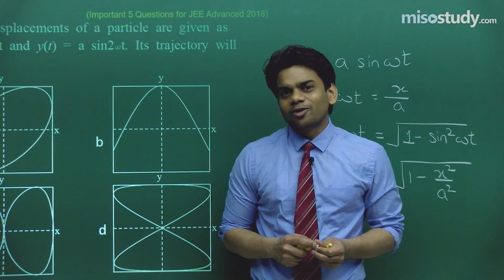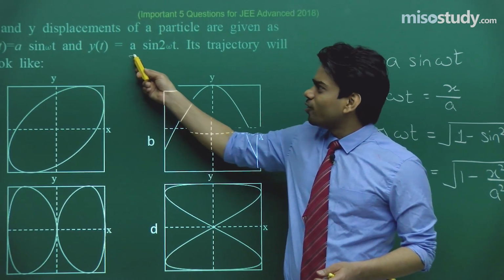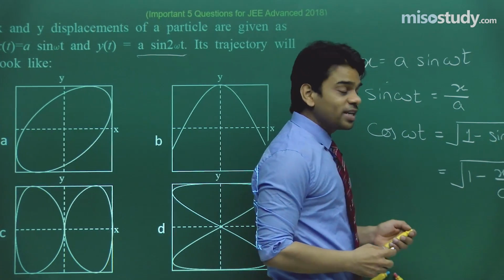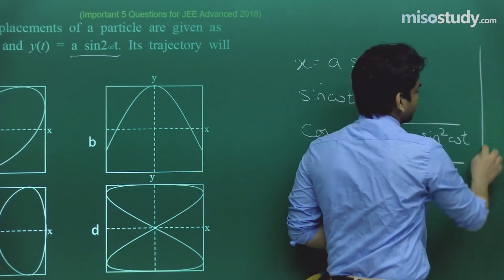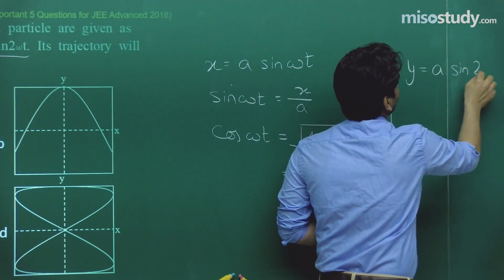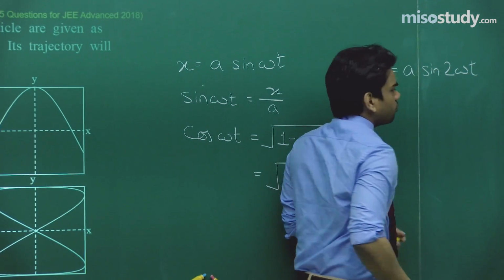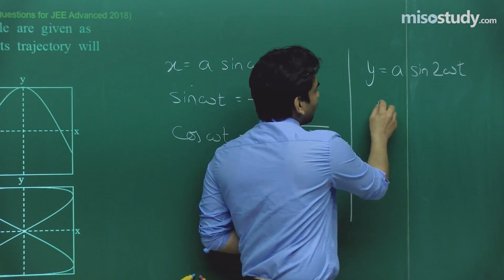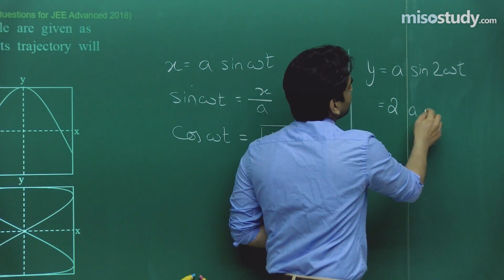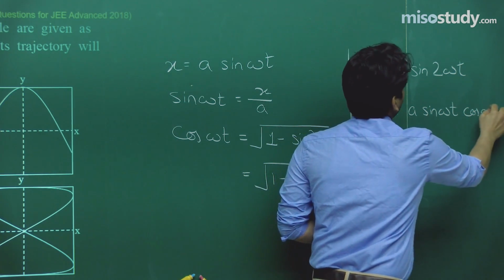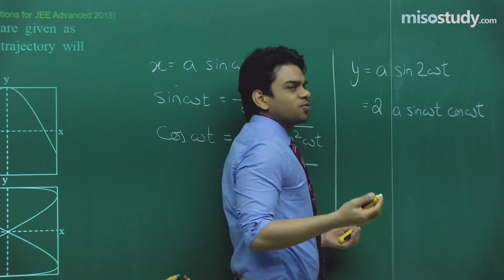Why we have done this, you will understand when you see y equals a sine 2 omega t. Now you see here y equals a sine 2 omega t. We know that sine 2 theta is equal to 2 sine theta cos theta. So we are going to apply that: 2a sine omega t multiplied with cos omega t. Quite obvious, we can write it.